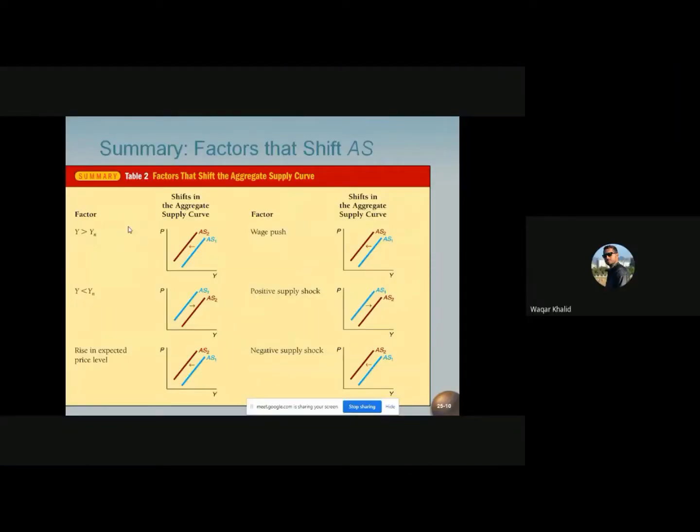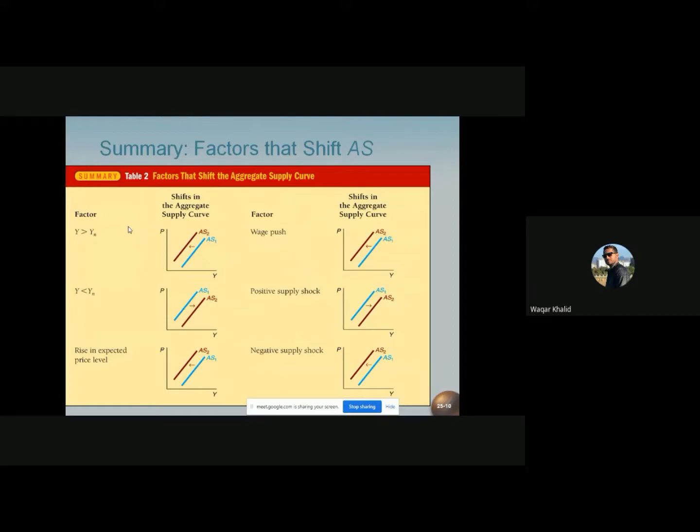What are the factors that shift the aggregate supply curve? Factors that cause the aggregate supply curve to shift are the ones that affect the cost of production. For example, number one, tightness of the labor market. Number two, expectations of inflation.